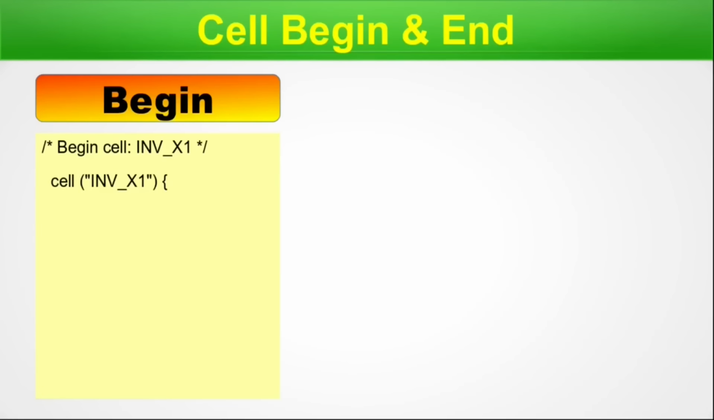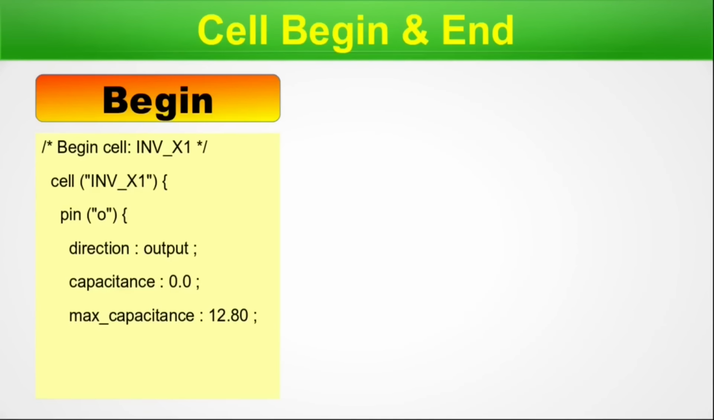Cell inverter underscore X1. Then pin O, direction output, capacitance 0.0, max capacitance 12.80. Now here we define the capacitance values, and the capacitance unit we have already defined in the header section. Min capacitance is 0.0. Start timing. After these definitions, the timing section inside the cell will begin.